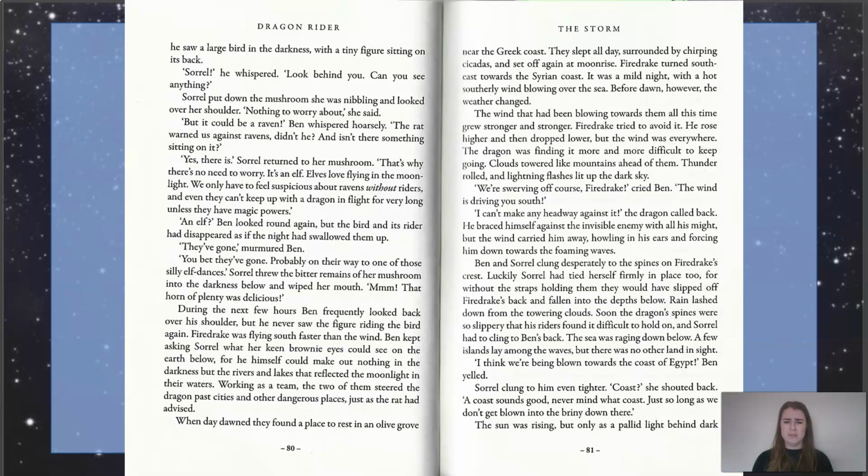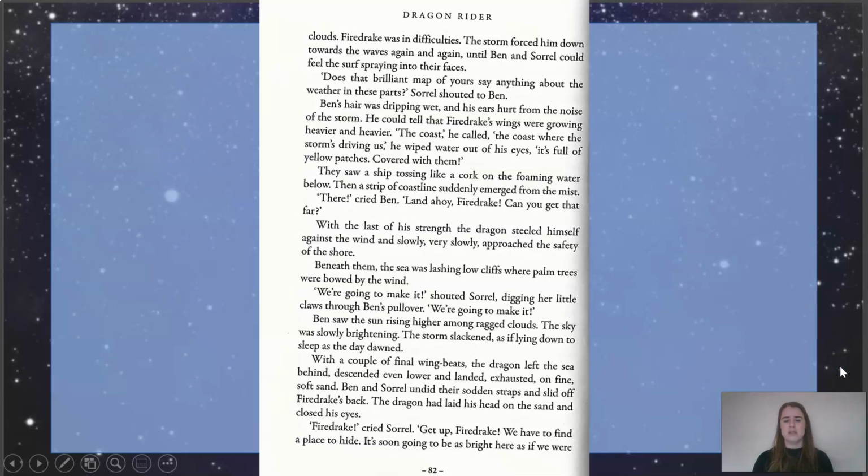"I think we're being blown towards the coast of Egypt," Ben yelled. Sorrel clung to him even tighter. "Coast," she shouted back. "A coast sounds good, never mind what coast, just as long as we don't get blown into the briny down there." The sun was rising, but only as a pallid light behind dark clouds. So pallid means very, very faint.